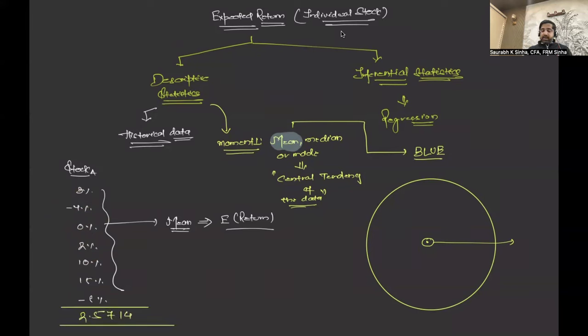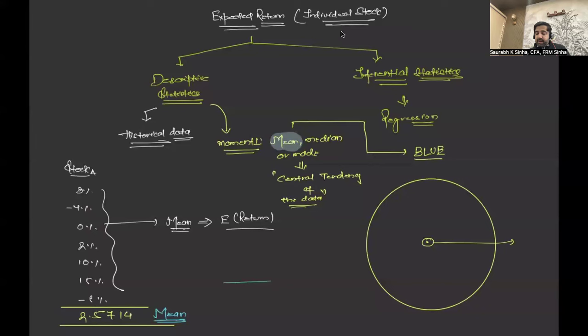2.5714. That is the mean of this data. Forget about the word mean. This is where my data lie on an average.